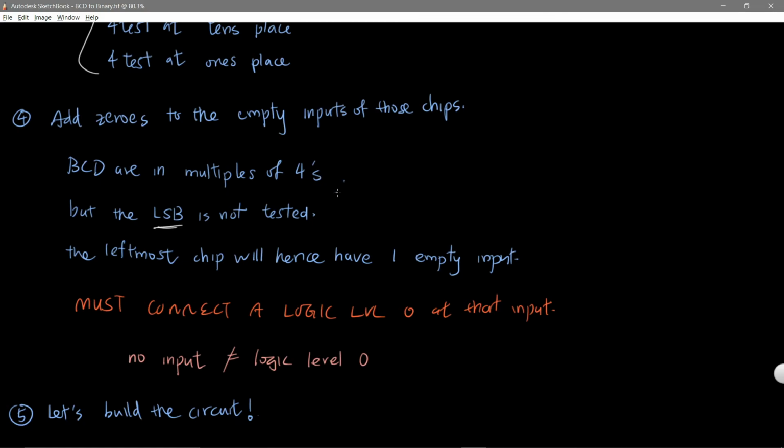And so it will be shifted by 1 column. And you can see that the leftmost chip there will have 1 empty input. And so you must connect a logic level 0 to it, because no input does not mean it is logic level 0.